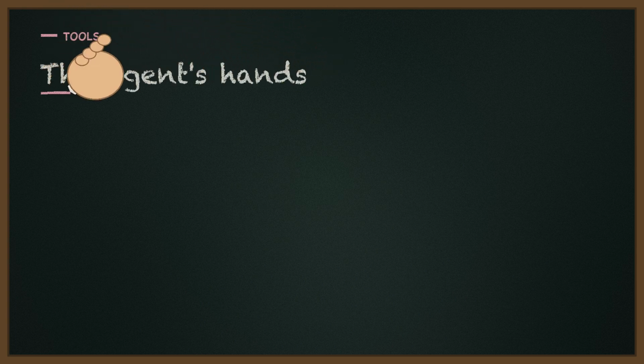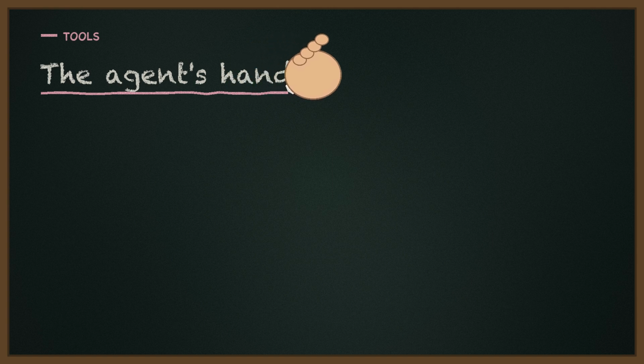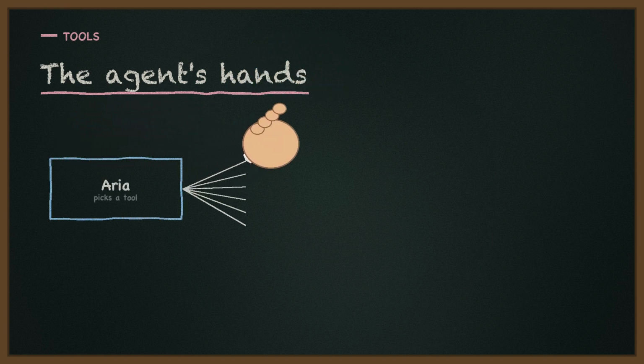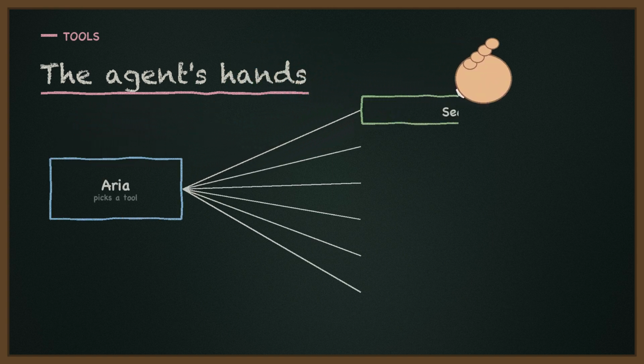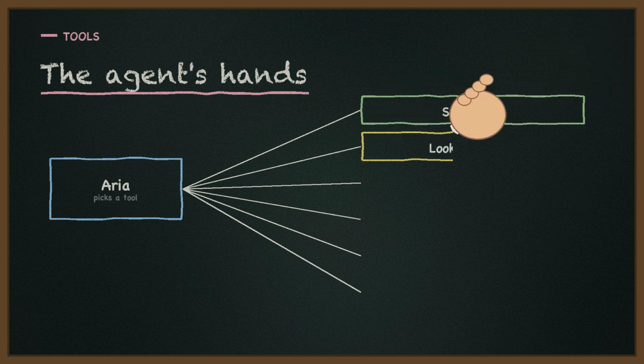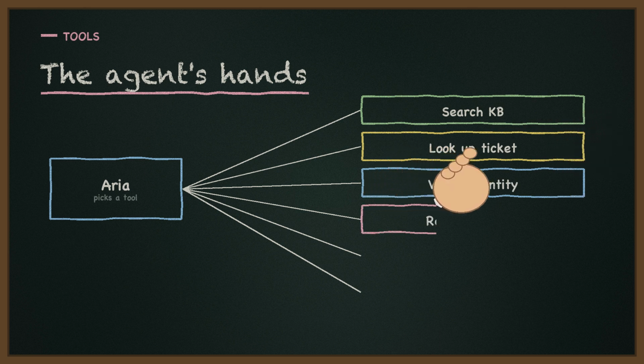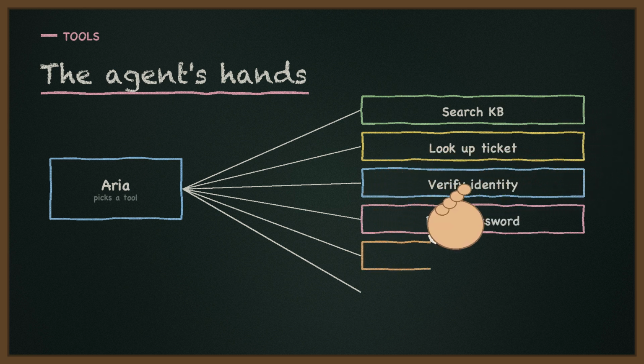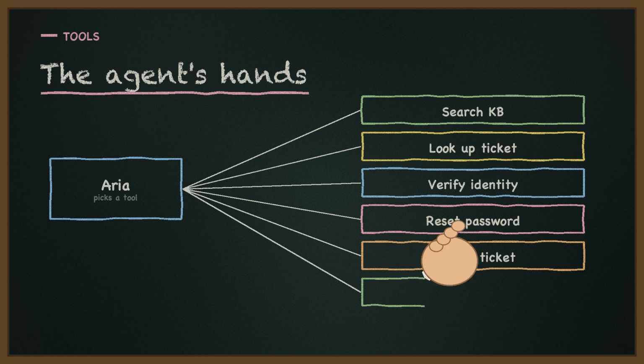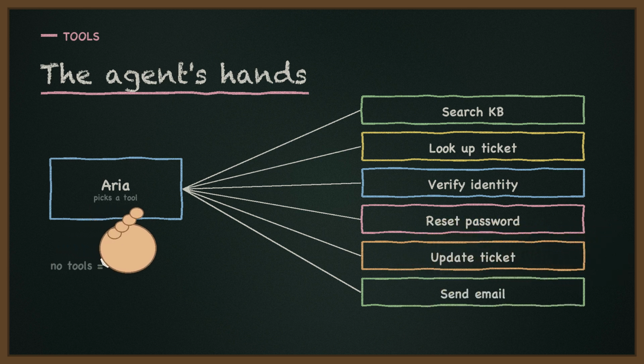Tools are how Aria acts. Picture a hub with spokes. Search the knowledge base, look up a ticket, verify identity, reset a password, update or create a ticket, and send email. Each spoke is a function the model can call. These are the hands of your digital coworker. Without them, Aria can only talk. With them, she actually gets things done, reading context and taking real action in your systems.